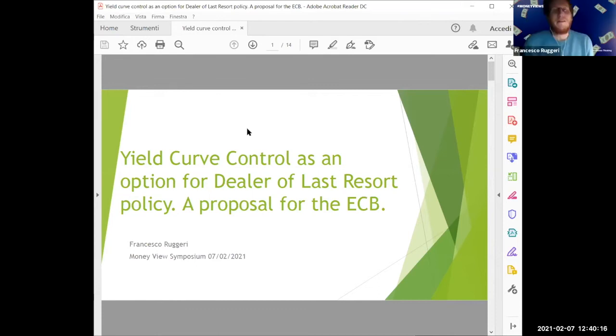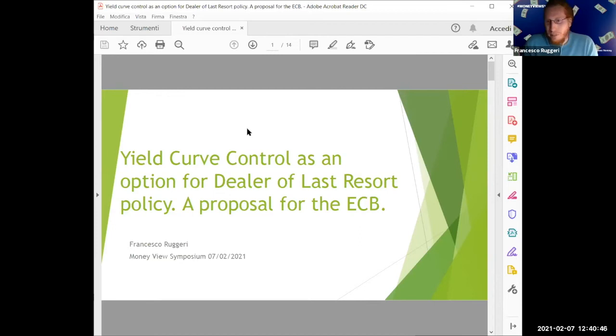Okay. So what I'm talking about today is work that I've been doing since basically the start of the pandemic, and it is on two different topics. One is the need for central banks to intervene in the government bond market, and the second is one specific way in which the central bank can intervene in the government bond market: yield curve control.